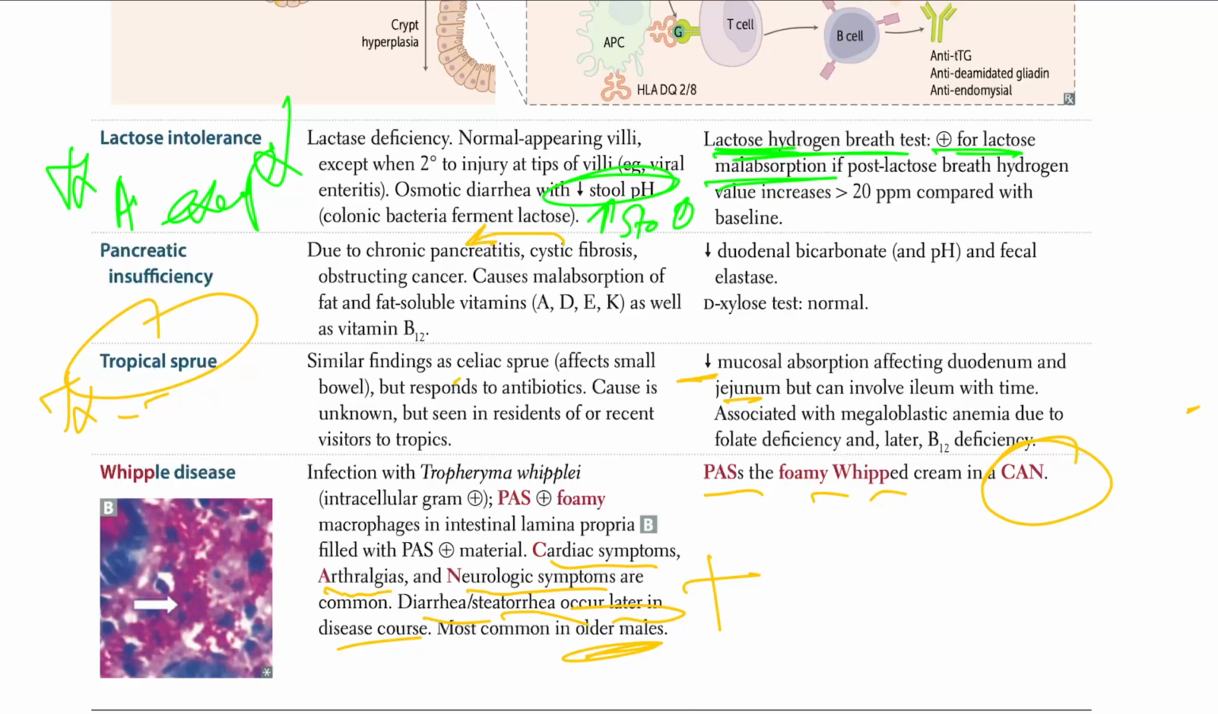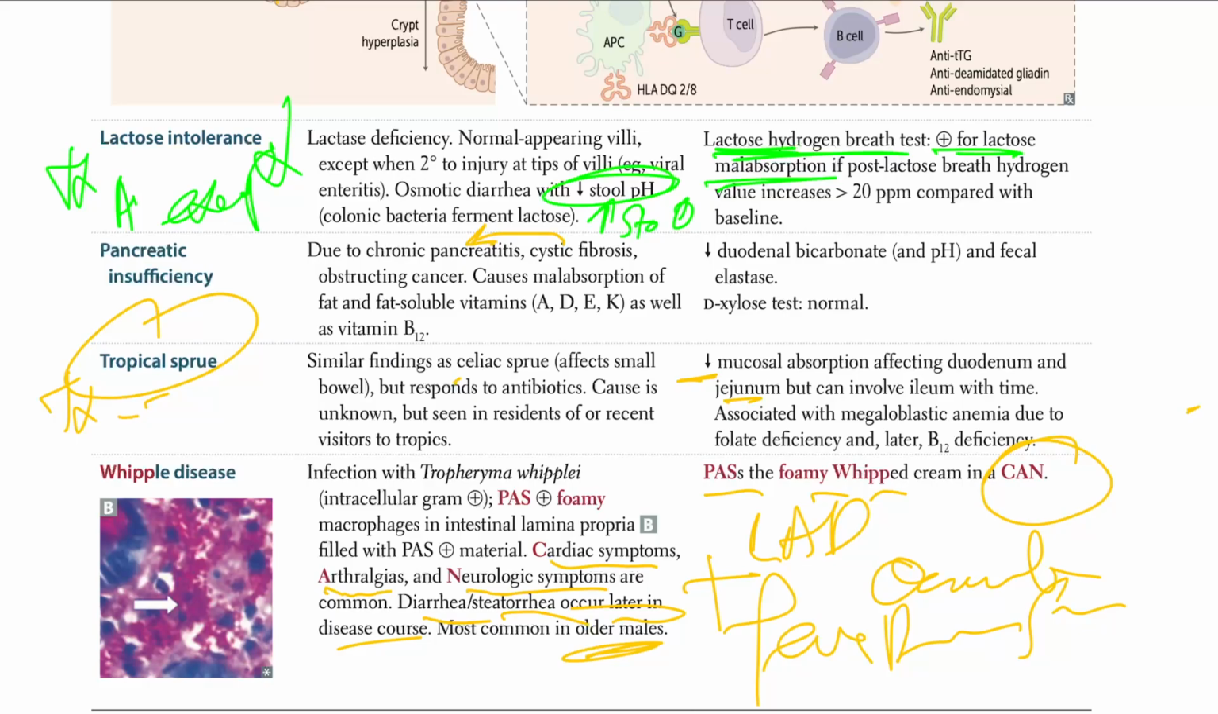So what sort of neurological findings can you have? You can have ocular findings, and also dementia, seizures, etc. You can also have lymphadenopathies and fever.